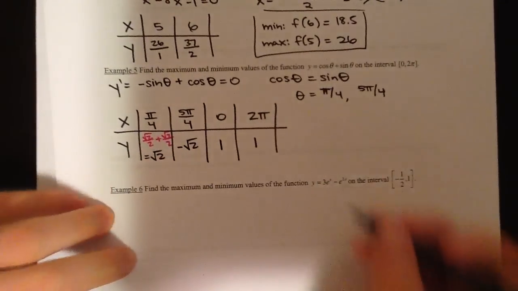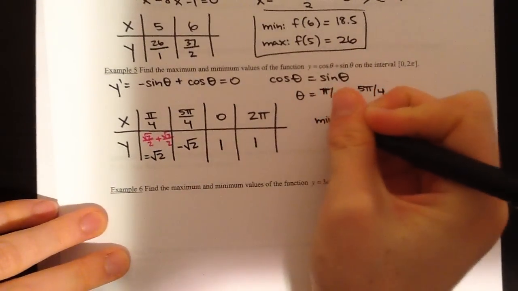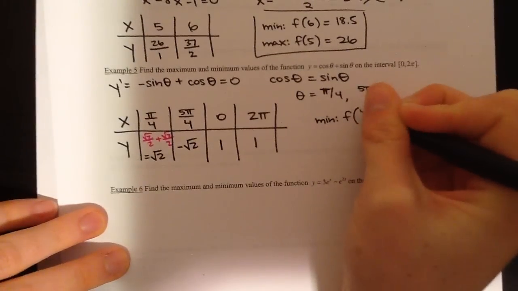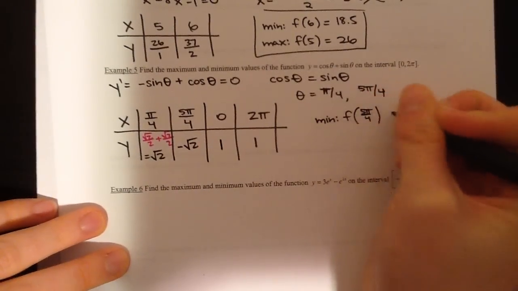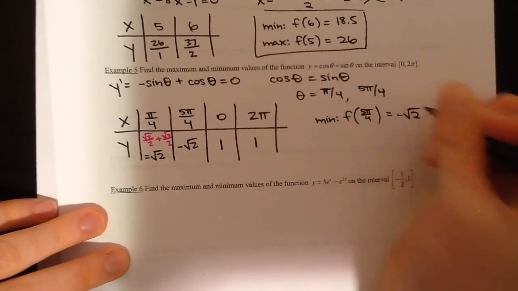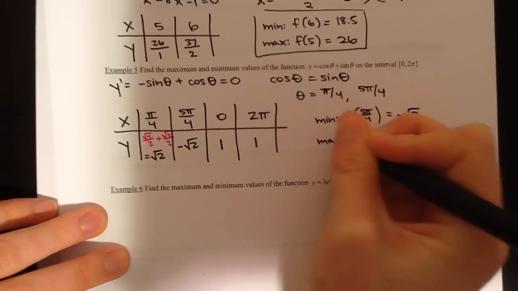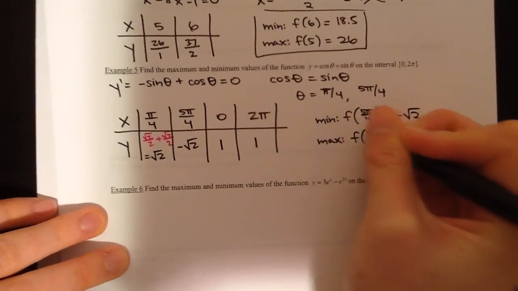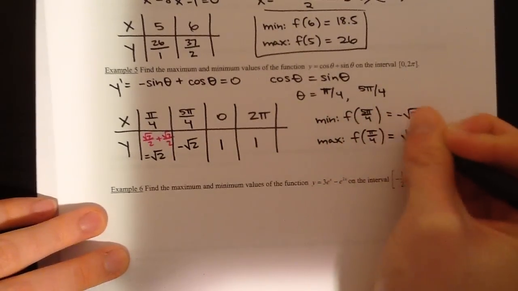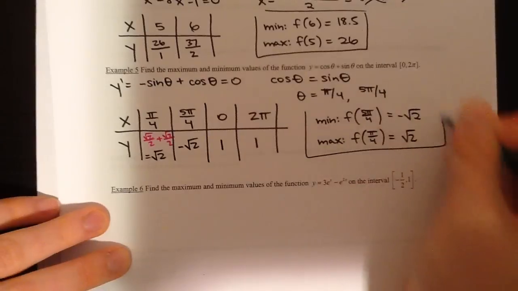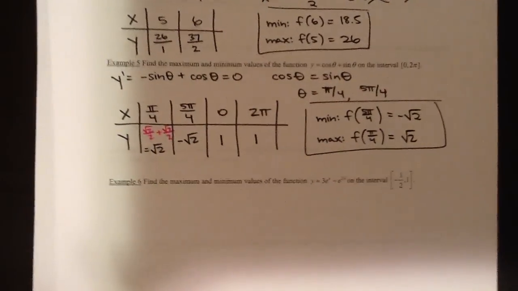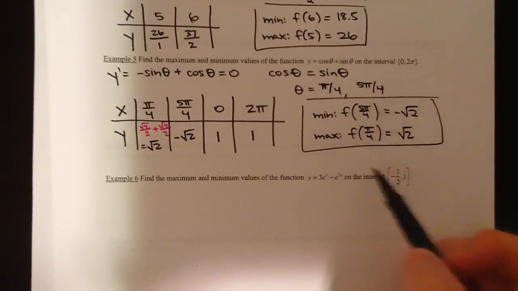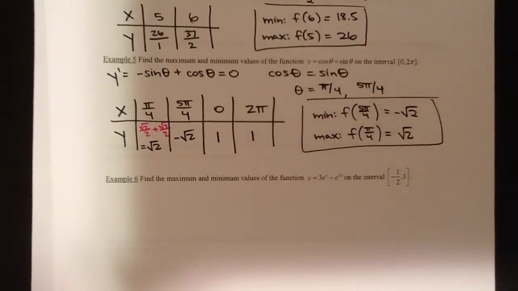Okay, so when I come up with these values, my minimum value is at 5 pi over 4 when my function value is negative root 2. My maximum value happens at pi over 4 when my function value is a positive root 2. Okay, so minimum and maximum values. So that must have happened at those peaks and valleys and not at the endpoints of the function.